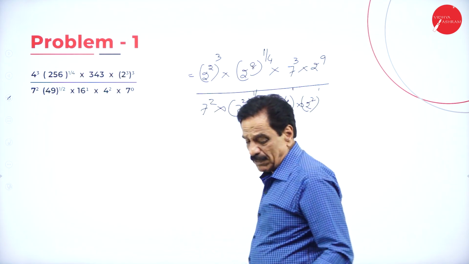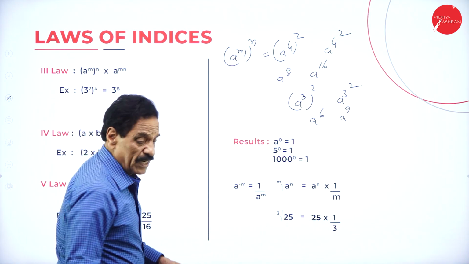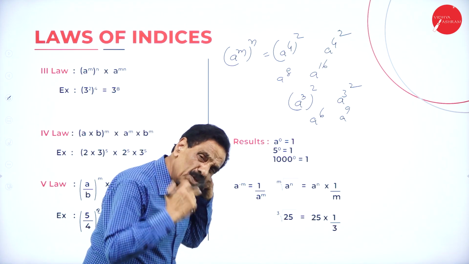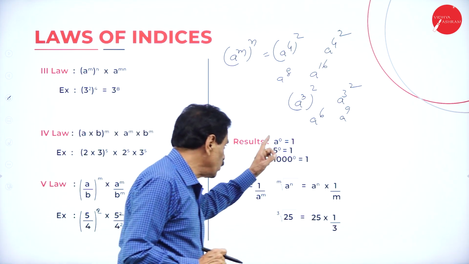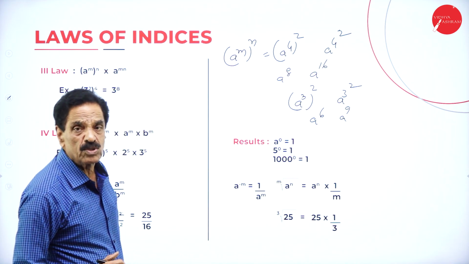Then in mathematics, this should be learned. Here, anything to the power of 0 is 1. Anything to the power of 0 is 1. 5 to the power of 0 is also 1. 1000 to the power of 0 is also 1.